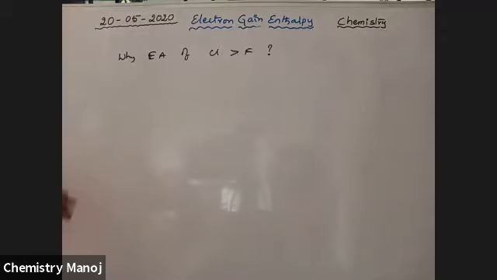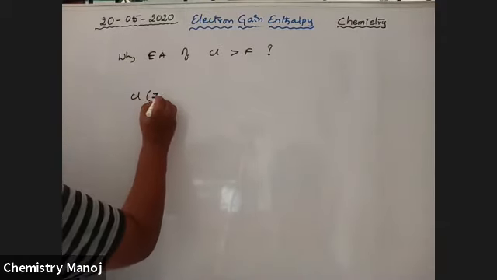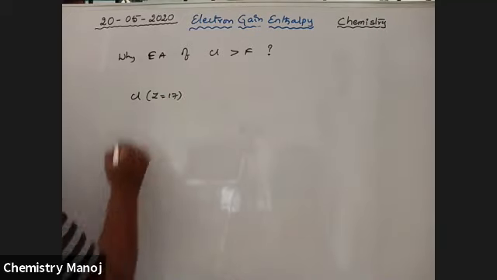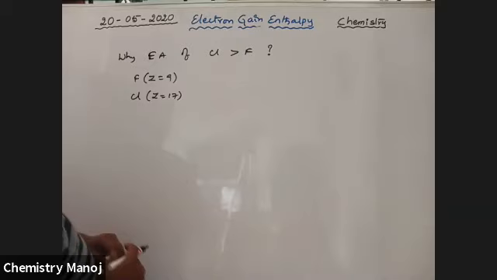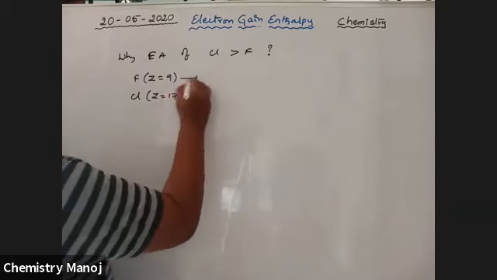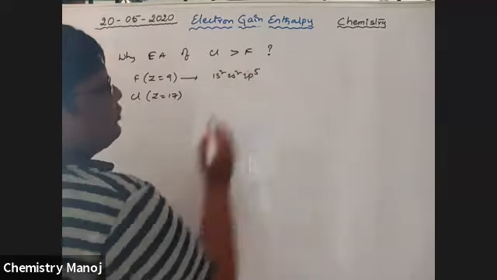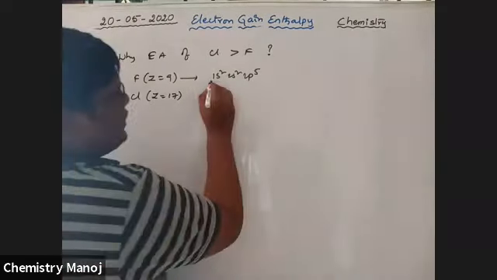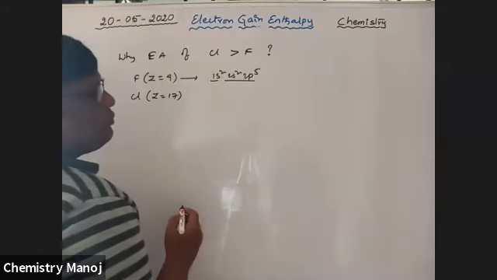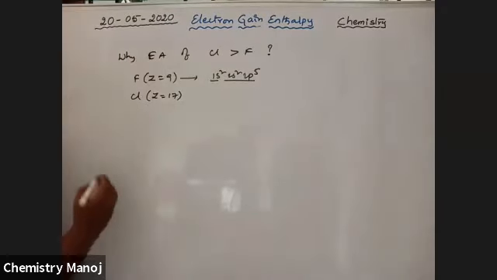For our convenience, fluorine atomic number Z is equal to 9, and chlorine atomic number Z is equal to 17. Write the electronic configuration for those. Fluorine: 1s2, 2s2, 2p5. That means first orbit, second orbit. I am going to draw for fluorine.